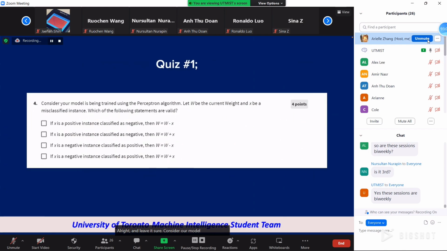Consider a model is being trained using the perceptron algorithm. Let W be the current weight and X be a misclassified instance. Which of the following statements are valid? So take some time to think about it. And a tip for this is that we actually just explained how we're going to classify it in the red and blue dots example. It's just a conceptual question, so this is not too difficult.